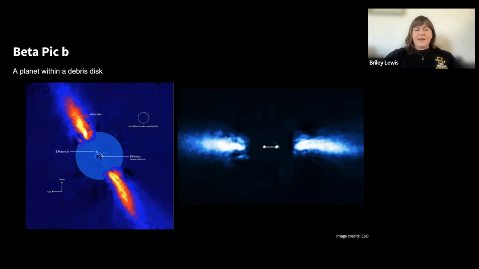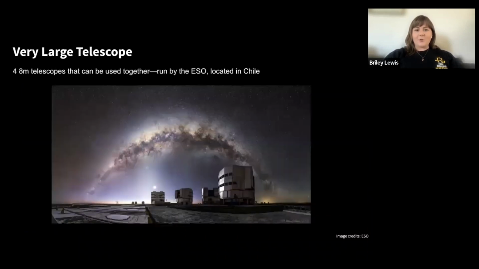So Beta Pic b has been imaged by a bunch of different things. One of the telescopes is the Very Large Telescope. These are four 4.8-meter telescopes run by the European Southern Observatory that are located in Chile. And they can actually be used together, so these four telescopes can act as one larger telescope.